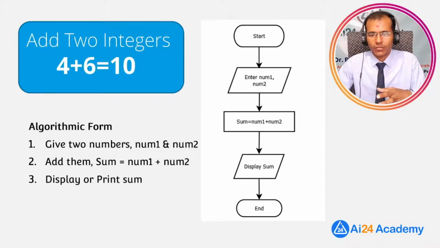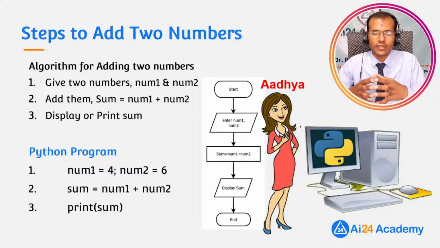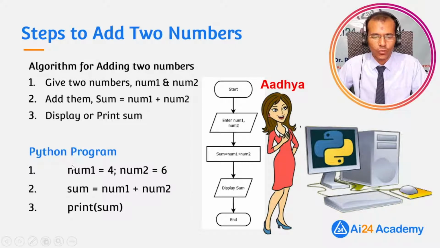Fine. So now these same steps are over here, and the same steps are converted into a Python program like this one. Number 1 is equal to 4, number 2 is equal to 6, and sum is equal to number 1 plus number 2, and print the sum. So this is how the complete algorithm is converted. Algorithmic steps are converted into a Python program like this.